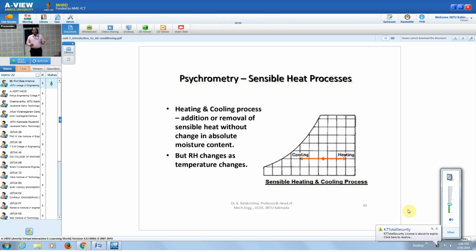I think already we have discussed it. This is the liquid region, this is the vapor plus liquid region, and this is the vapor region. From this point, if you go to the left side, it is sensible cooling, and on the right side, it is sensible heating. Sensible heating or cooling is the addition or removal of sensible heat without changing the absolute moisture content. But the relative humidity changes as the temperature changes. Next.